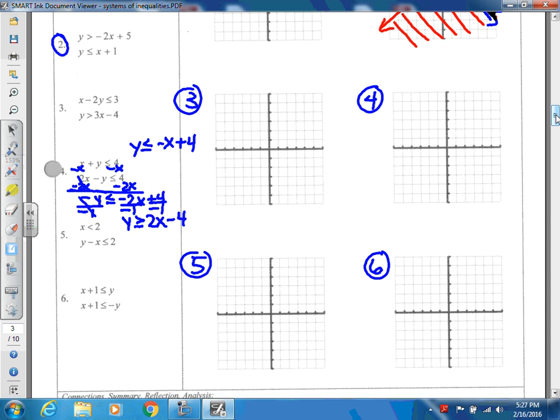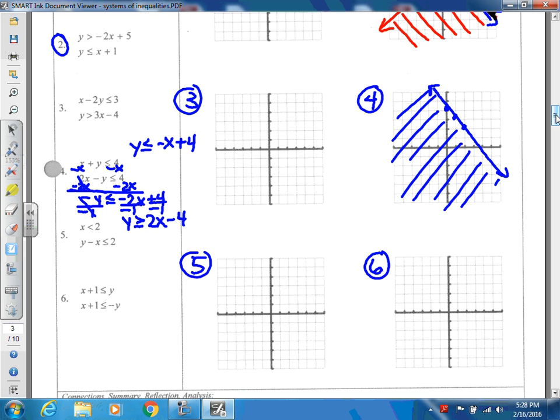And now I'm ready to graph both of them on the grid. So I'm going to start with the first one. It starts at positive 4 on the y-axis, and the slope is negative 1, so down 1, right 1. And then you ask yourself solid or dashed, and this one is solid. So you draw your solid line. And because it's less than or equal to, it is shaded underneath the line, which is all this big region down here. Then we're going to graph the second one. So we're going to start at negative 4 on the y-axis.